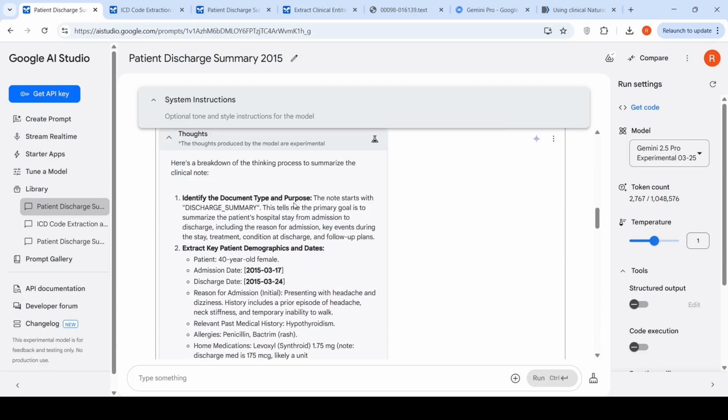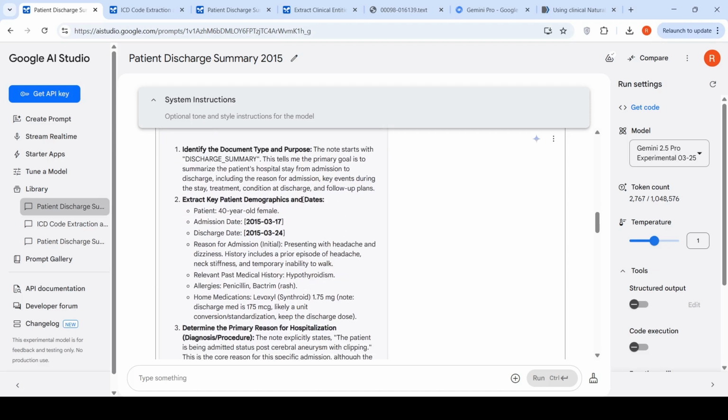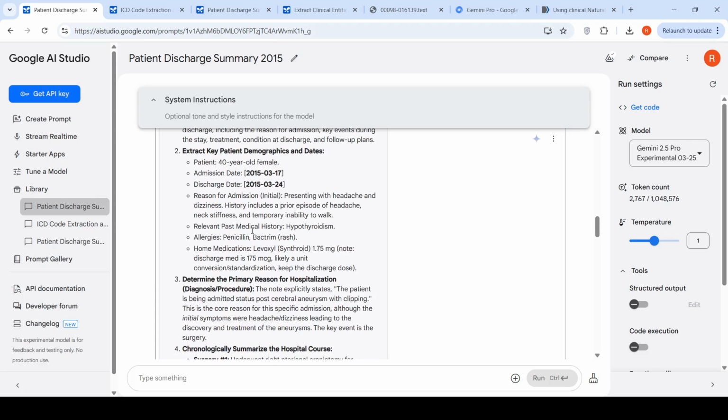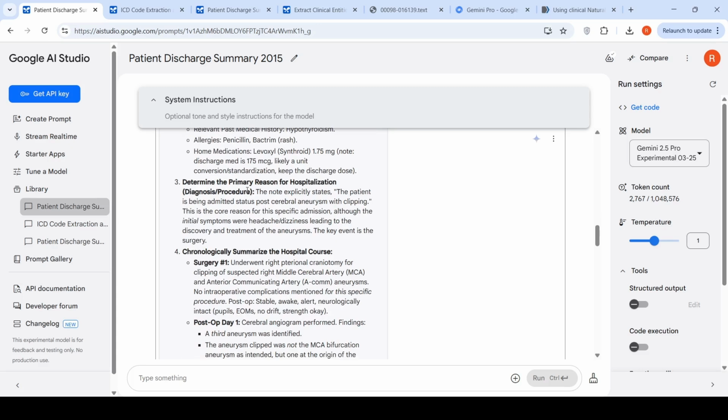Identify document type and purpose. The note starts with discharge summary. So, you know, the primary goal is to summarize the patient's hospital stay from admission to discharge, including the reason for admission and key events. Then it says extract key patient demographics and dates. Patient is a 40-year-old female, with admission date and discharge date. Reason for admission is presenting with headaches, relevant past medical history, allergies, home medications. Okay. Primary reason, determine the primary reason for hospitalization.